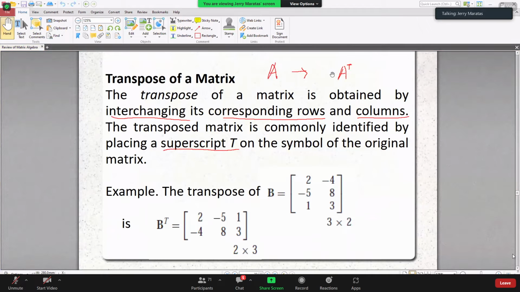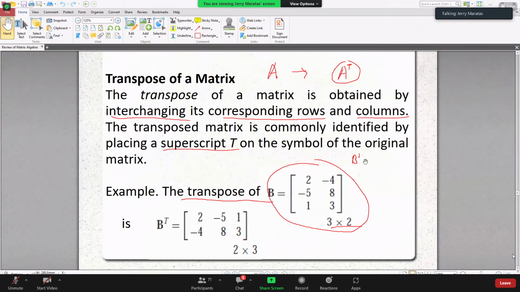So how to get the transpose of a matrix? You simply interchange the rows and the columns. For example, this is my matrix B. What is the size of matrix B? 3 by 2, sorry, 3 rows and 2 columns. These are the elements in your matrix B. Suppose you are required to find the transpose of matrix B.